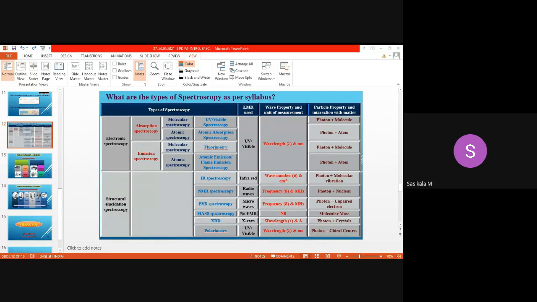Is there any doubt in the basic part of spectroscopy? It's easy, you can understand easily. Hope you have studied some concepts earlier also. You can even read from the e-books that have been uploaded for the basic concepts of spectroscopy.